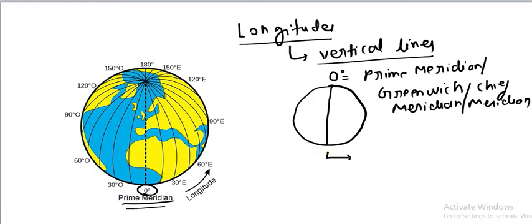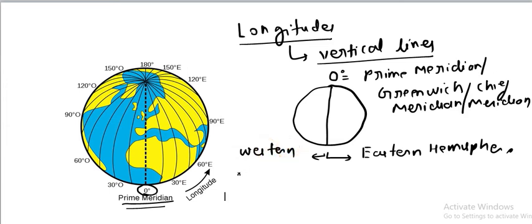This 0 degree longitude also divides the globe into two parts. One part, this part, is called the eastern hemisphere, and this other side is called the western hemisphere, right? So eastern and western hemisphere.